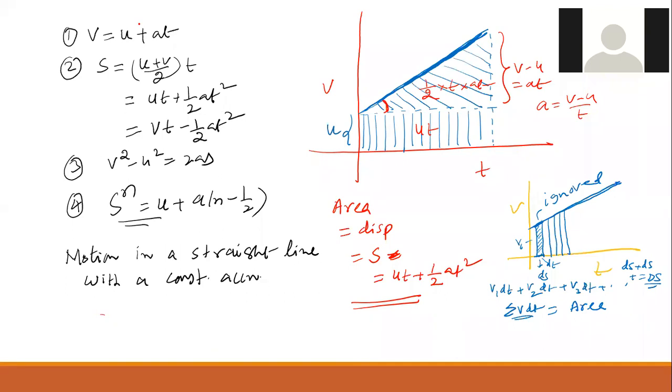Sir, how do we derive Vt minus half at square from the graph? You know, v is the final velocity. So if you go to the top, v into t will give you this whole thing, minus the other triangle. This is the whole Vt. If you remove this, it is equivalent to this plus this only, right? Got it. Do you understand that?